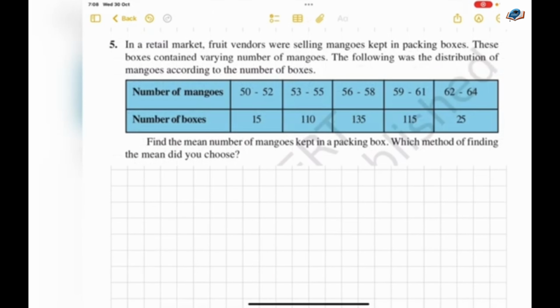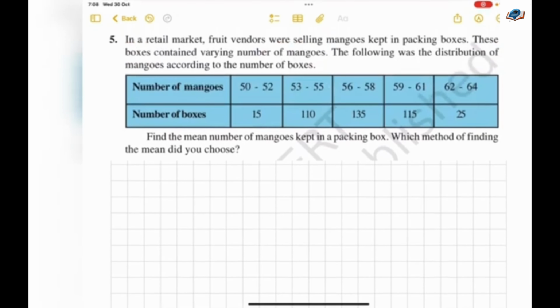Now, fifth question says in a retail market, fruit vendors were selling mangoes kept in packing boxes. These boxes contained varying numbers of mangoes. The following was the distribution of mangoes according to the number of boxes. Find the mean number of mangoes kept in a packaging box. Which method of finding the mean did you choose?